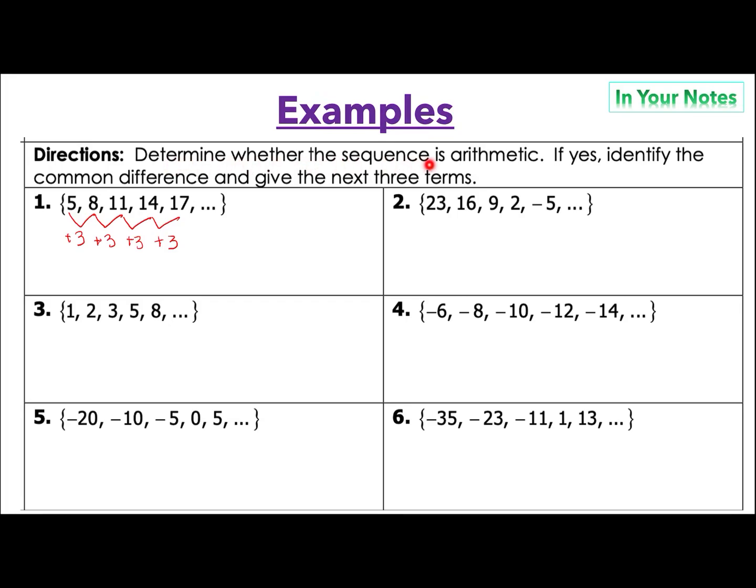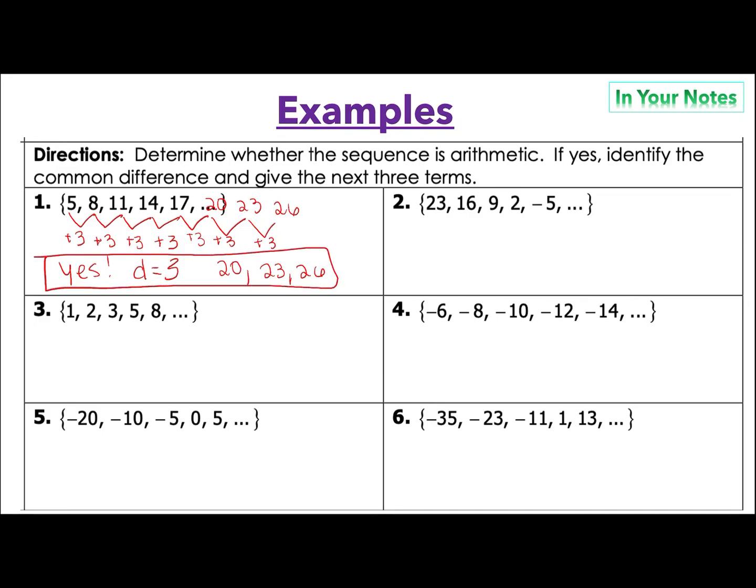So determine whether the sequence is arithmetic. Yes, it is. And then if yes, identify the common difference. We're going to title that D, okay? So D is actually going to be whatever this number is. So D is 3. And give the next 3 terms. So my next 3 terms would be 17 plus 3, which is 20. Right? We got to keep adding 3. Add 3 again. That would be 23. Add 3 again. That would be 26. So 20, 23, and 26. All of this is your answer.